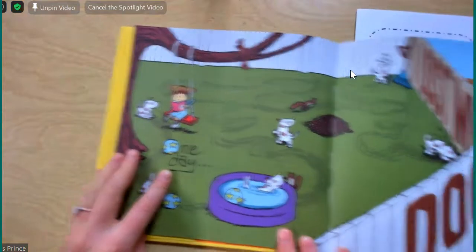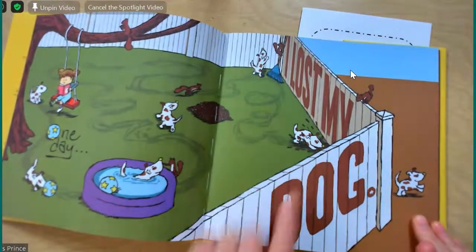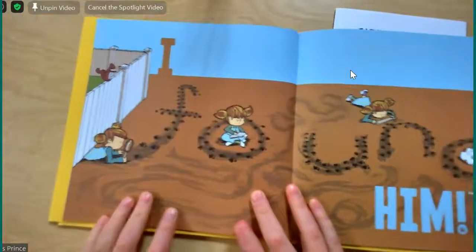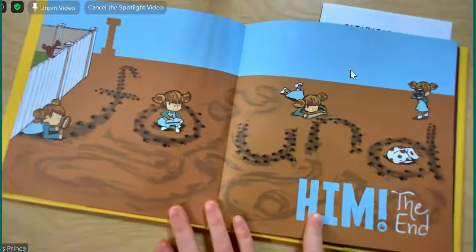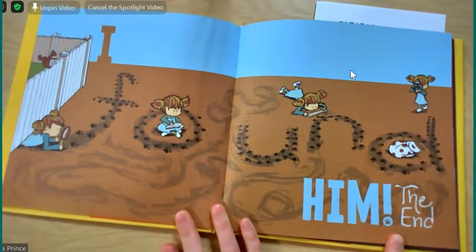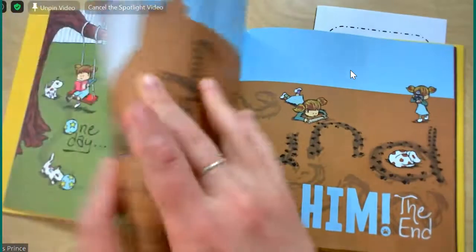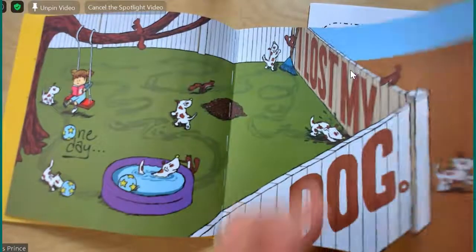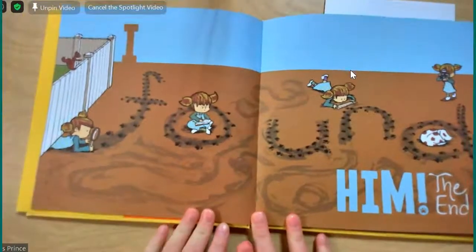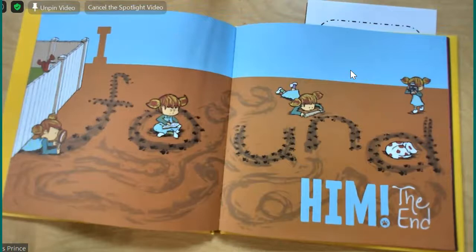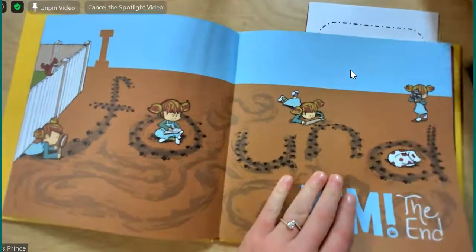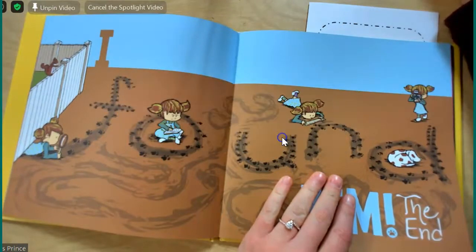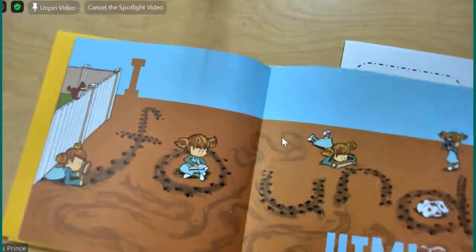One day, I lost my dog. I found him. The end. Okay, so the beginning of the story was that she lost her dog. And at the end, she found him. But we don't know what happened in the middle. Do you guys notice that in these stories? We're missing an important piece of our story. We don't have that middle piece.